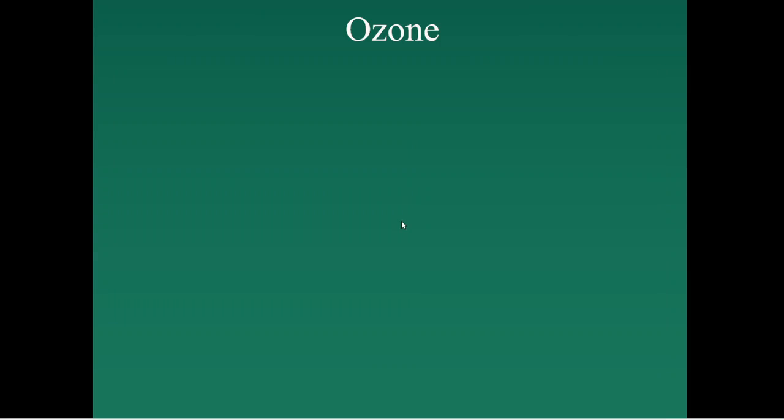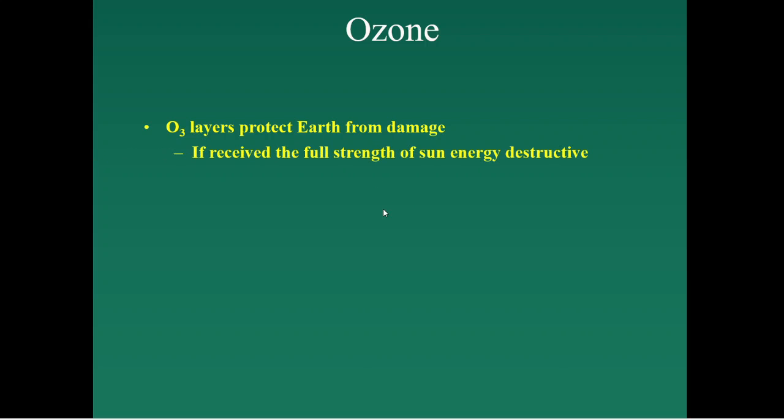Okay. So the ozone, what is it? You've probably heard it 100 times, but it is an oxygen layer that protects the earth from damage. Basically it blocks some of those UV rays and some of the heat, so we don't actually fry from the sun, okay? If you go to some of the other planets in our solar system, humans could not live there because the ozone is too thin. If we received the full strength of the sun's energy, it would be extremely disruptive. And it's about 19 miles up.